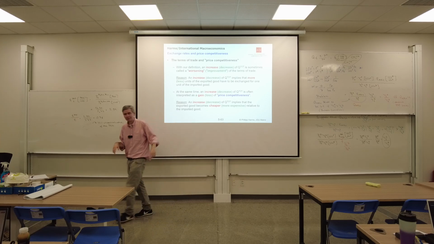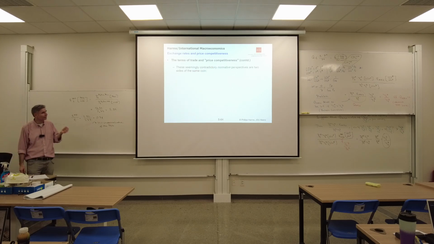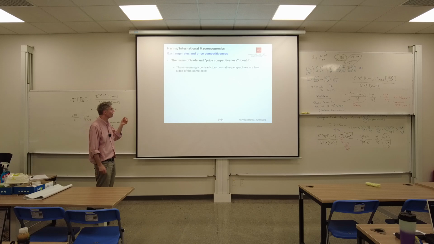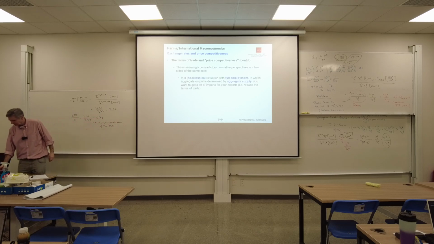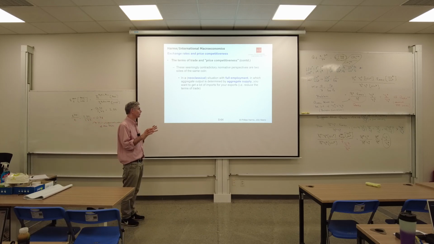Now let me conclude, and then I'll really let you go. What is the bottom line? These seemingly contradictory normative perspectives are two sides of the same coin. In a neoclassical situation where you have full employment, in which aggregate output is determined by aggregate supply, you want to get a lot of imports for your exports. That is, you want to reduce your terms of trade. You want them to improve, quote unquote. In the trade literature, if imports become cheap and exports become expensive, that's an improvement of the terms of trade.